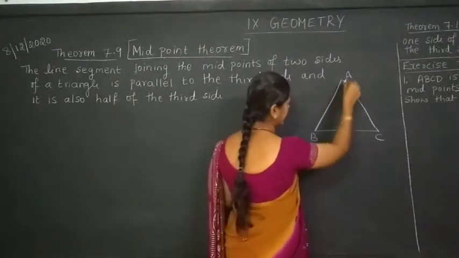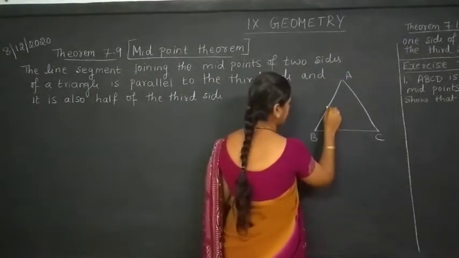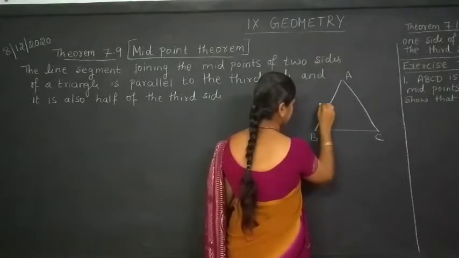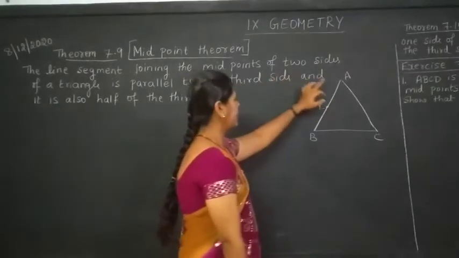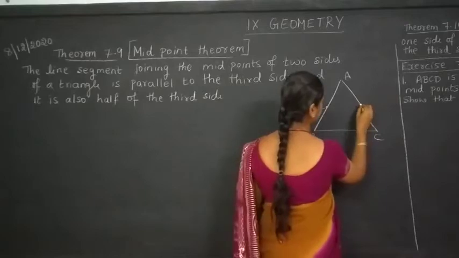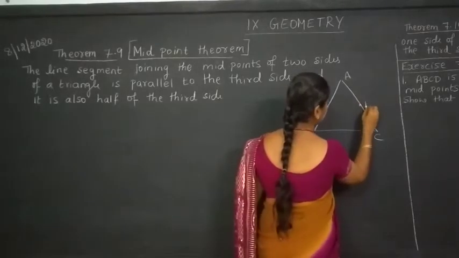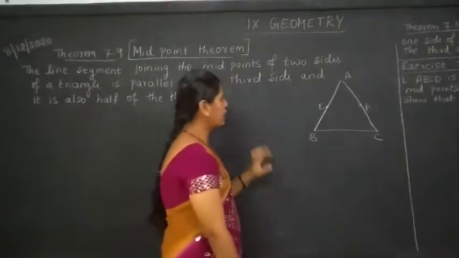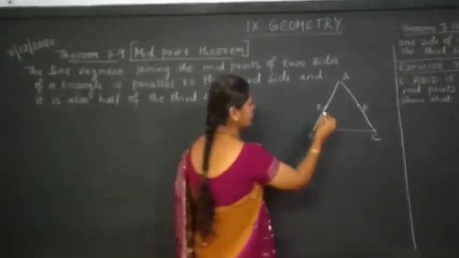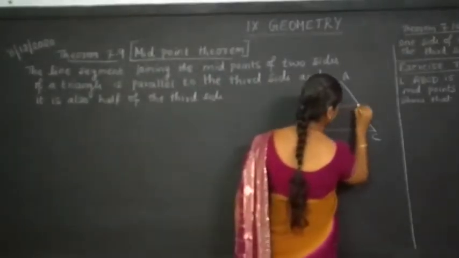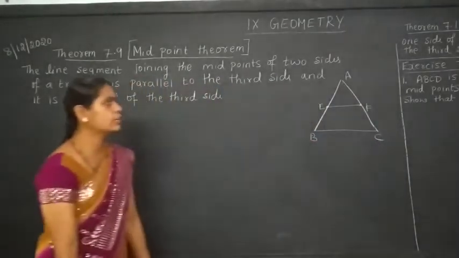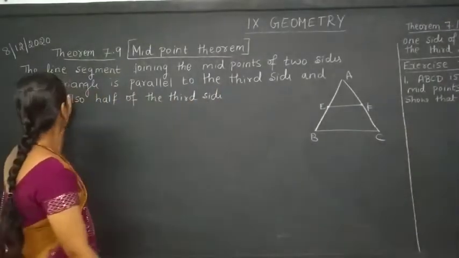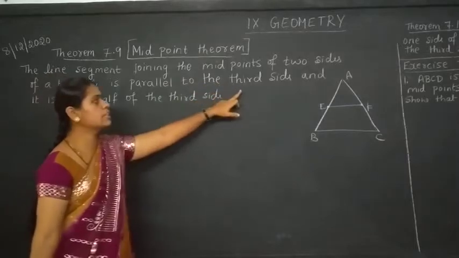Any two sides, midpoint you have to mark. So I take the side as AB. I'll mark the midpoint as E, and another side is AC. I'll mark the midpoint as F. So these two are the midpoints. The line joining the midpoints, so I'll join this line.